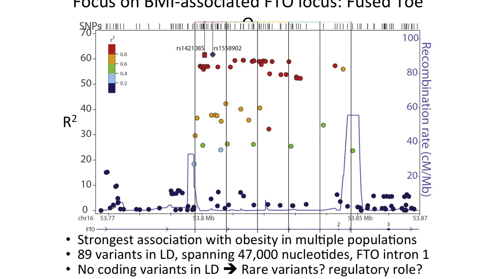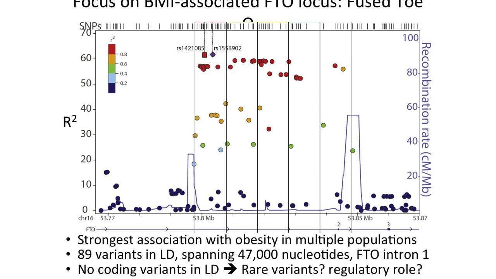Here is the FTO locus. Many of you may know it as fat mass and obesity associated. It actually stood for Fused Toes initially, just because it was a series of genes, M, N, O, P, and so on. There are 47,000 nucleotides within here, 89 variants that are in strong LD with each other. This is the reported variant by the genome-wide association studies. This is the variant that we believe is actually the causal one.